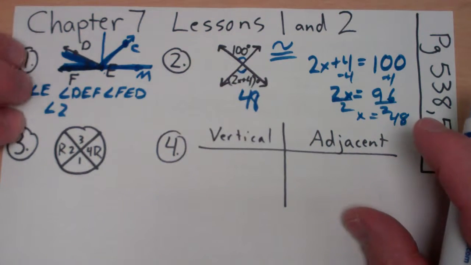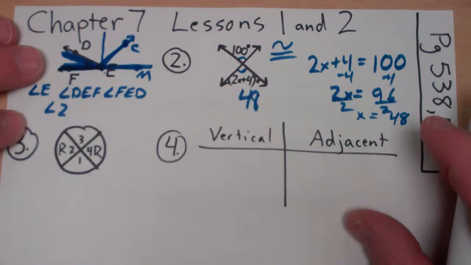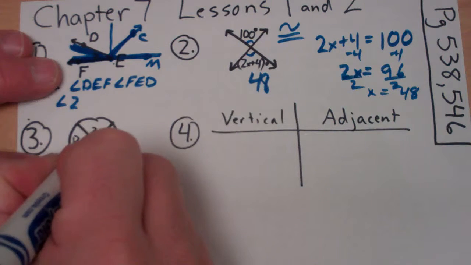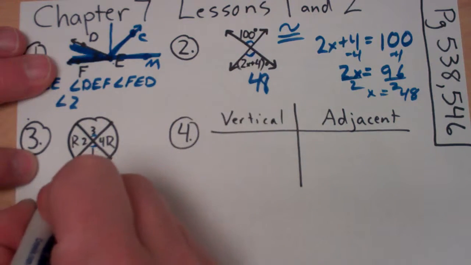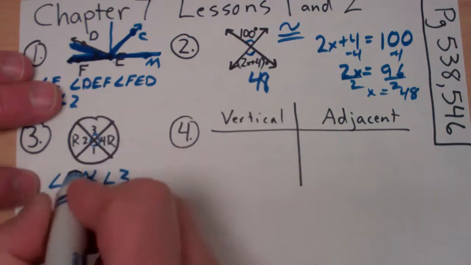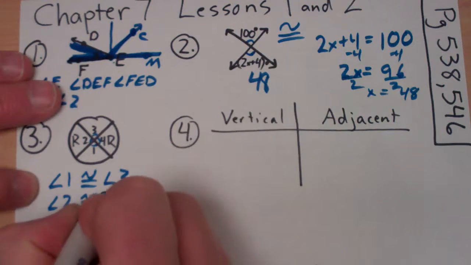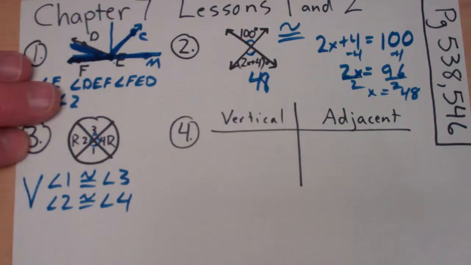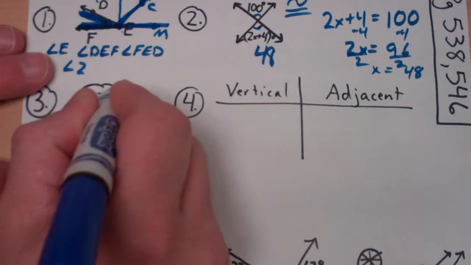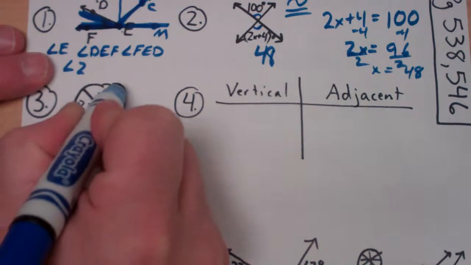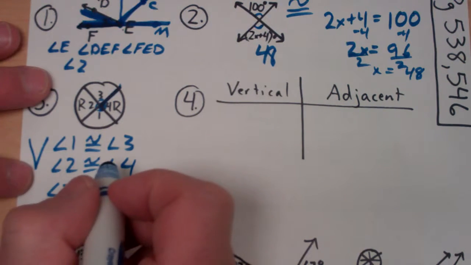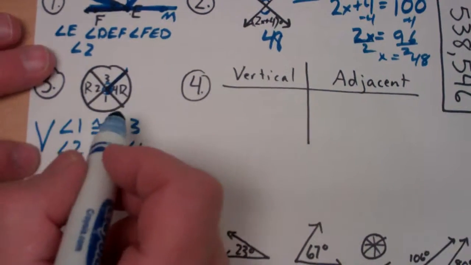Number 3 says, identify a pair of vertical angles and adjacent angles on the railroad crossing. Let me talk about vertical angles. Angle 1 and angle 3 are vertical angles. They're opposite each other. Angle 1 is congruent to angle 3 because they're vertical. Angle 2 is also congruent to angle 4 because they are sets of vertical angles. Adjacent angles means they are right next door. That means they share a common vertex and one common side. So 3 and 4 share this vertex and that side. Angle 3 and angle 4 are said to be adjacent. That does not make them congruent necessarily, but it makes them adjacent.